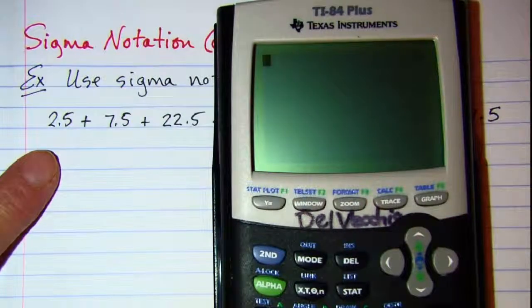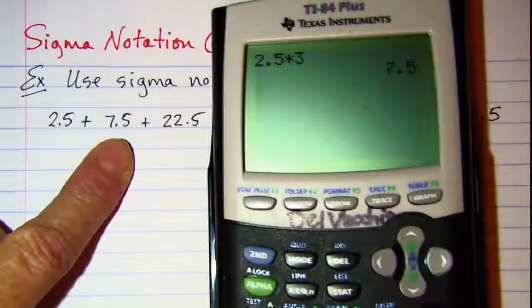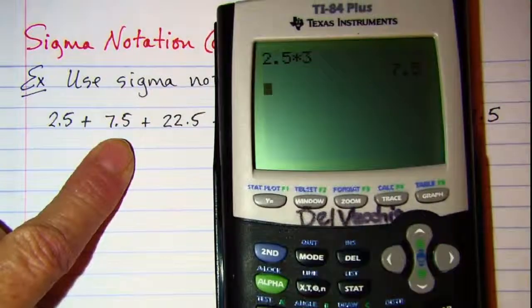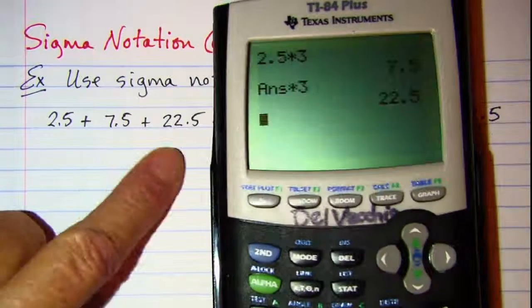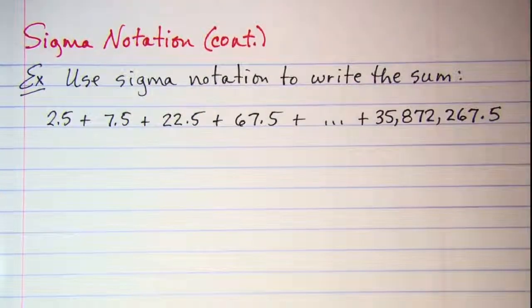2.5 times 3 is 7.5, and then that answer times 3 is 22.5. So let's go with that premise that we're multiplying by 3 each time to get our next term.